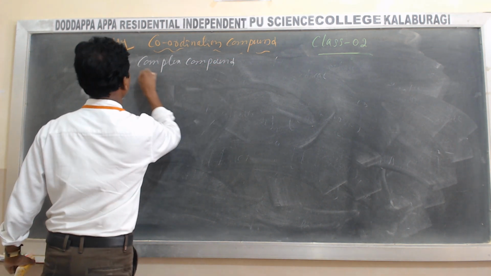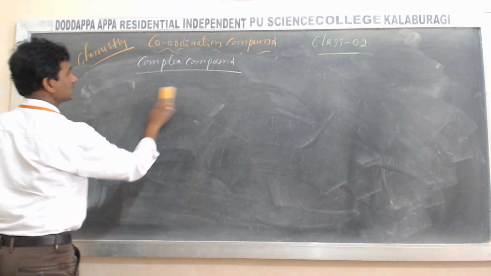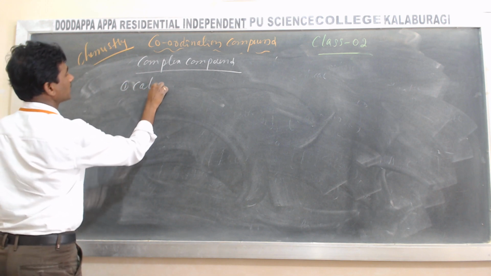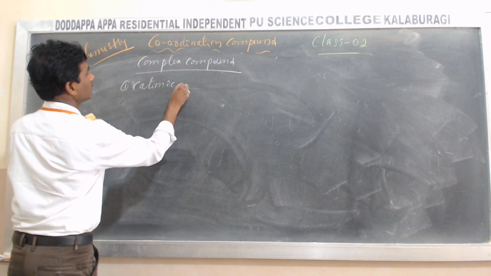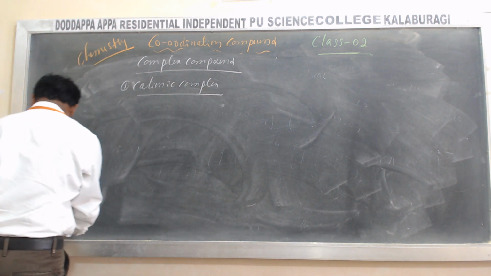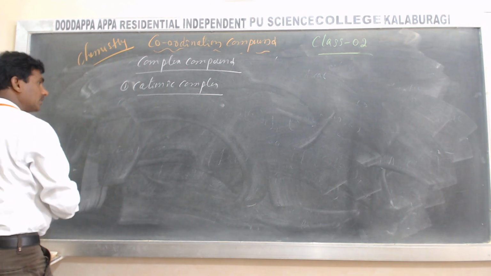Complex compounds are further classified into three types. First is the cationic complex. What is this cationic complex? Very important.